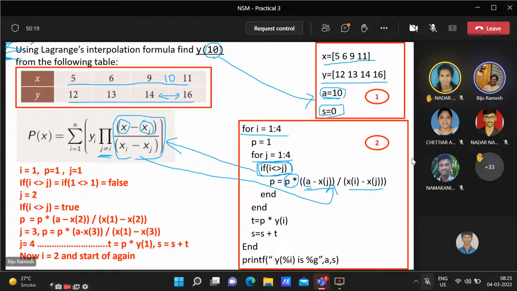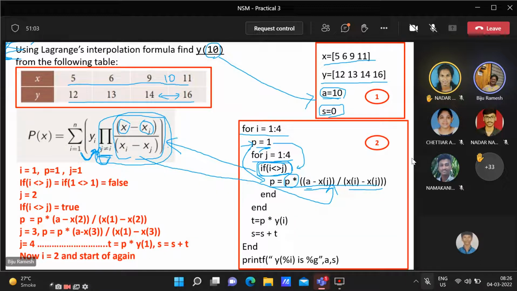Now, what is this P into? Because this is product, we have assigned P is equal to 1 over here, and inside the J loop, we have found the product. So P is equal to 1 should be inside the I loop, but outside the J loop. Because if you put P is equal to 1 inside the J loop, then only one term you will get as output. But we want the product of certain terms. So that is why P is equal to 1 is outside. Then P is equal to P into the term, so this is done, that's it, end.